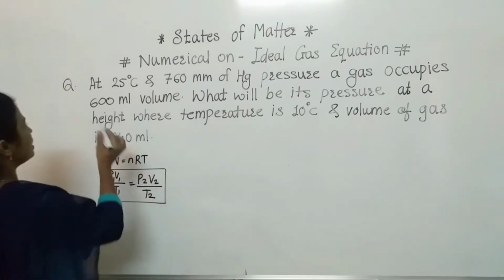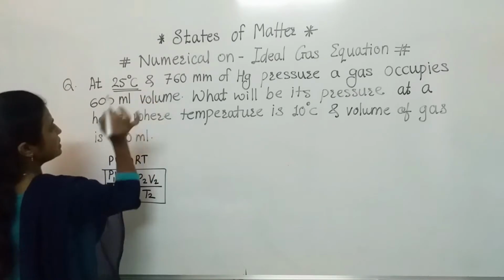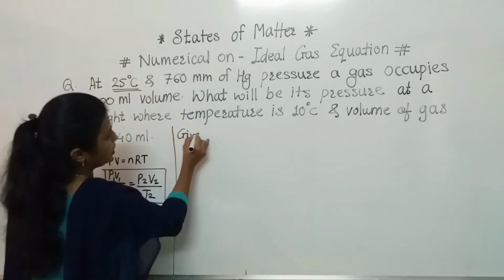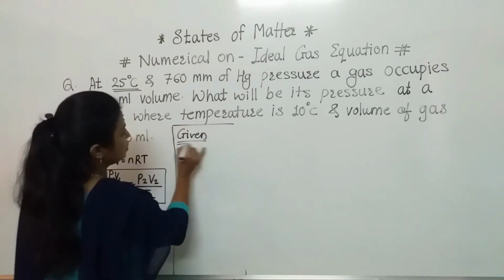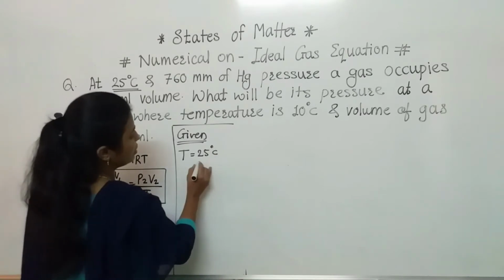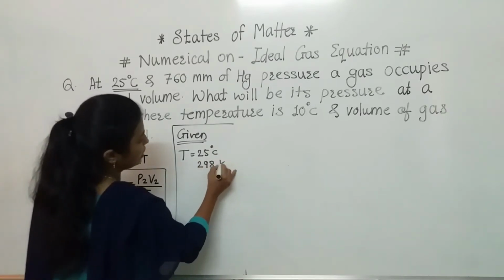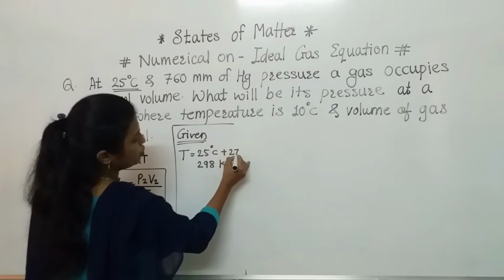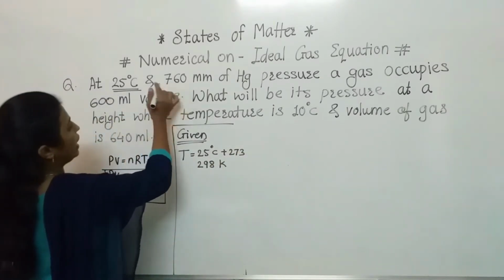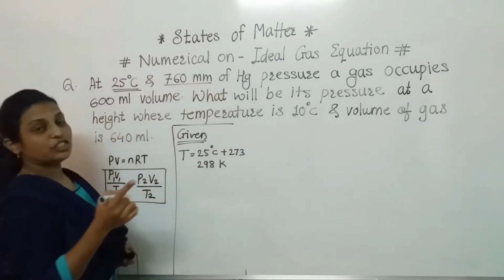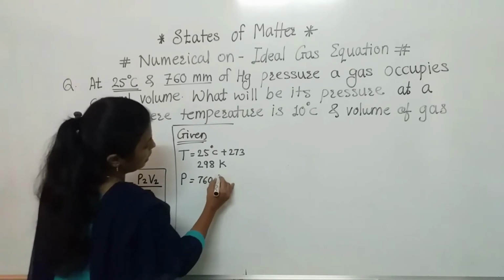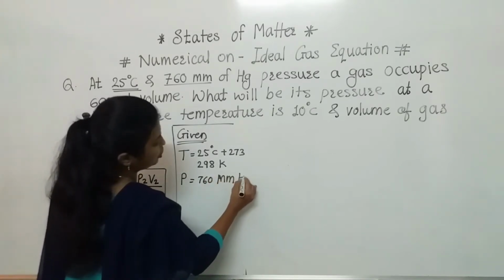So what is that numerical? See, at 25 degrees Celsius. So what is given? Temperature is given. We are going to start with the given data. So temperature is 25 degrees Celsius, that is nothing but 298 Kelvin, because if we add 273, then the answer will be 298 Kelvin. And 760 mm of Hg pressure. Pressure is also given, that is 760 mm Hg.